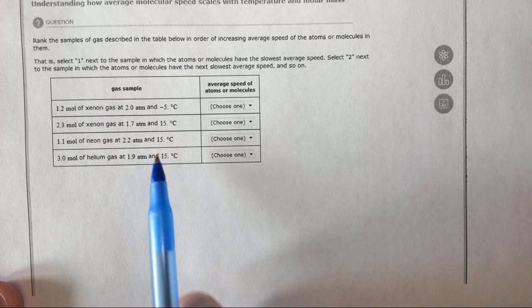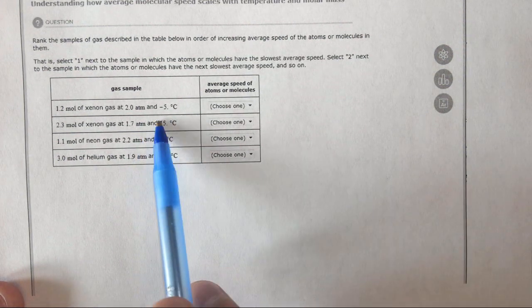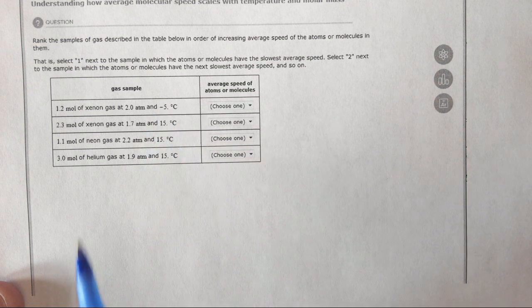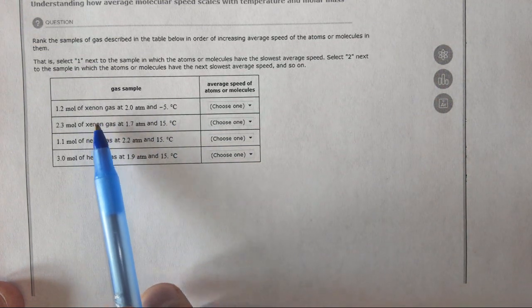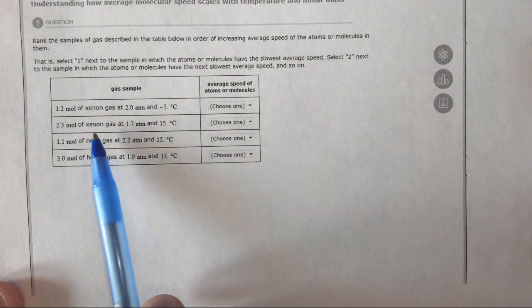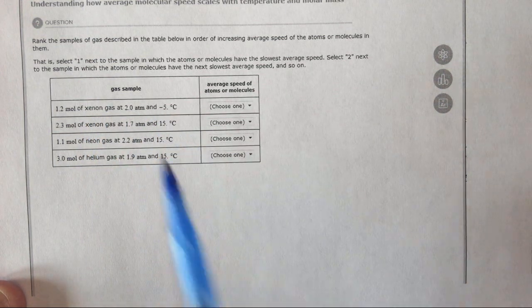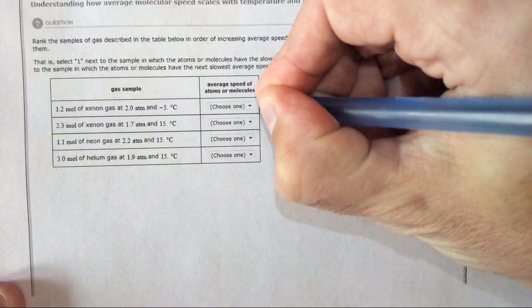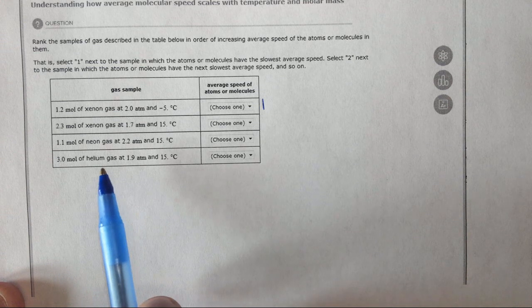So if we see here, the first thing we notice is that 3 of the temperatures are 15 degrees C, and 1 of the temperatures is -5 degrees C. And we also notice that at -5 it's xenon. So if we consider xenon at -5 to xenon at 15, xenon at a lower temperature will be moving slower, which makes this number 1. It's also the largest gas in the sample.